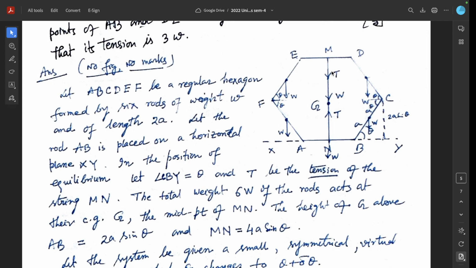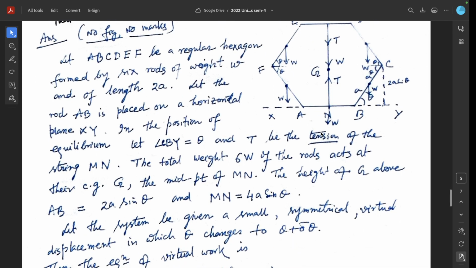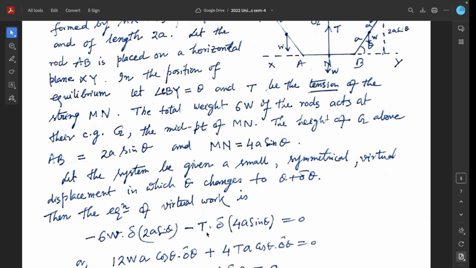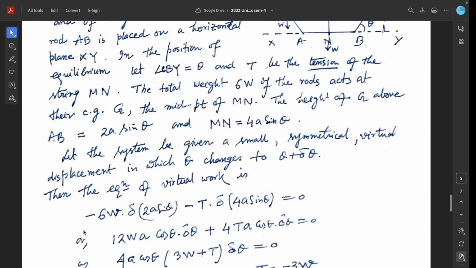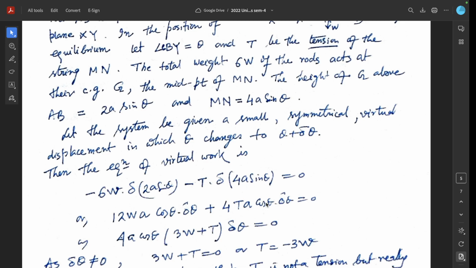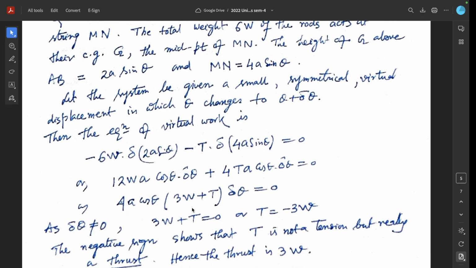The tension acts in the inward direction, and conventionally this tension is negative, so minus T delta of the length of the string, which is MN, equal to 4a sin theta. So 6 into 2a cos theta delta theta, and minus T into 4a cos theta delta theta. The negative sign is common, so we get plus and plus. Delta theta is not equal to 0, since it is a small virtual variation, so 4a cos theta times (3W plus T) equals 0.